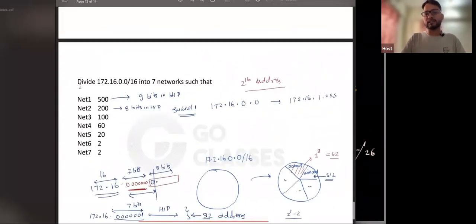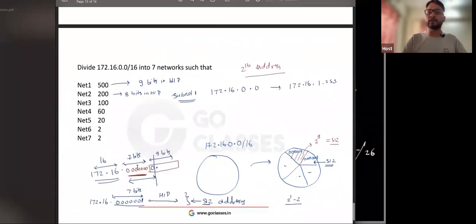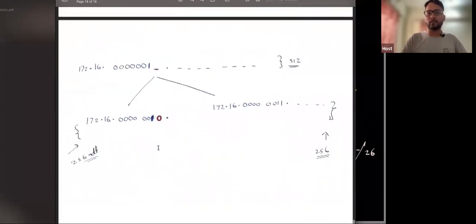Again, this is just for the sake of practice. You can divide this network into maybe 7 parts, and then you can do this question as a numerical. This you might have done, or maybe you can do it again.